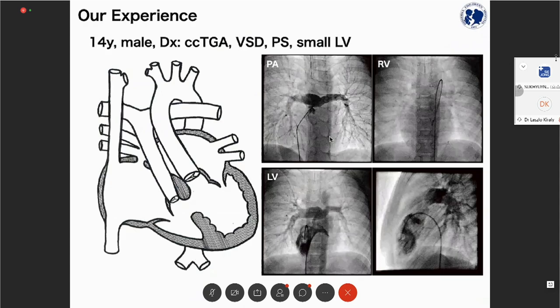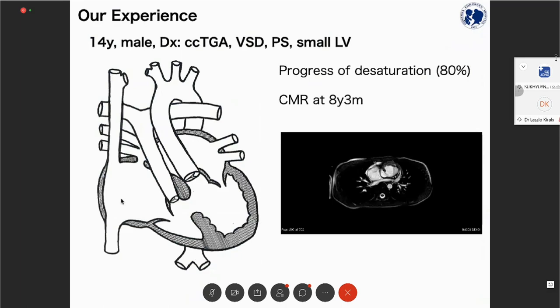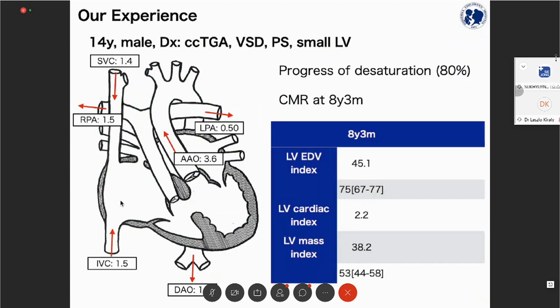The case is, the family had hesitated about the operation, but his desaturation had progressed. Then we did CMR for him at 8 years, 3 months old. Here is a transverse cine. Next slide, please. At 8 years, 3 months of age, his left ventricular end diastolic volume index is 45.1, relatively small, and left ventricular cardiac index is 2.2, and left ventricular mass index is 38.2. Very small left ventricle. And next slide, please.